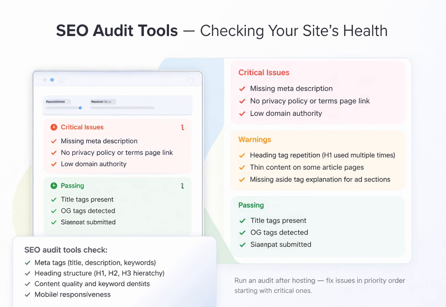The meta description wasn't being detected, likely because the tool crawled too quickly before the page fully loaded. Heading tags were being repeated incorrectly, and some article pages had thin content. It also flagged missing links to a privacy policy and terms of service page, which is actually a significant SEO signal. The key takeaway is to work through these issues in priority order, starting with the critical ones like missing meta descriptions, and gradually improving your score over time.